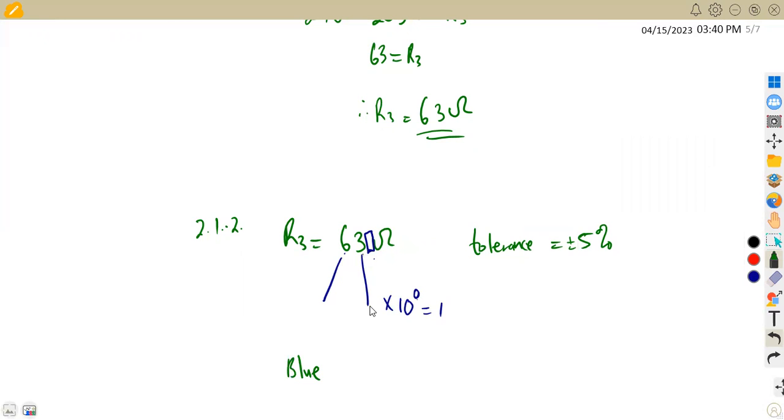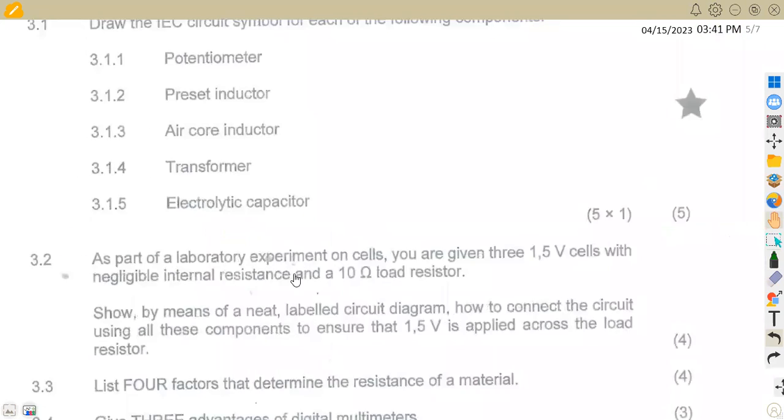Then 3 is a digit again, which corresponds with orange. All right. Then on the multiplier, 10 to the power of 0, which is same as 1, is on black. The 0 there is on black, which is the first one. Then a tolerance of 5%, that is for gold. So these are the colors which were needed in this case, which is the color coding of R3. Okay, so that was 2.12.